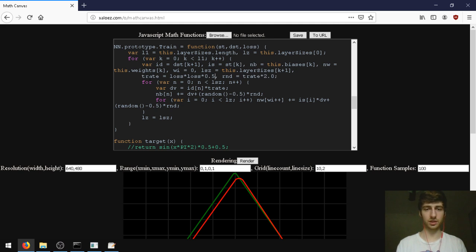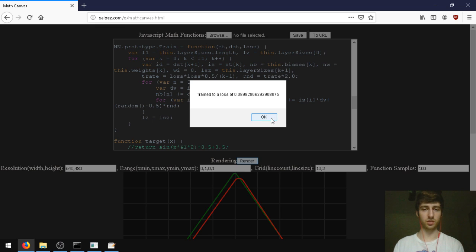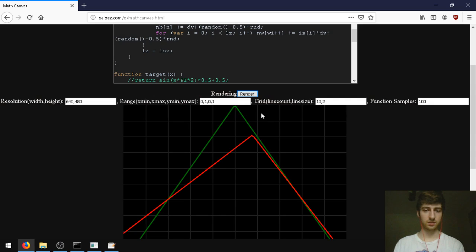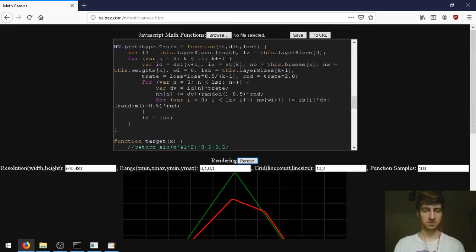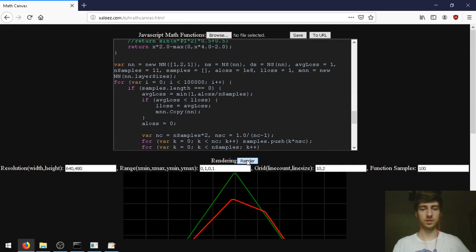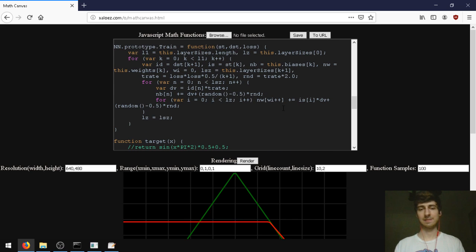I'm going to try doing divided by k plus 1. So this will train the output layer with less. It's hard to tell if that's better or worse. So we'll run it a bunch of times. Still trains a whole bunch of times without converging, which is pretty bad.